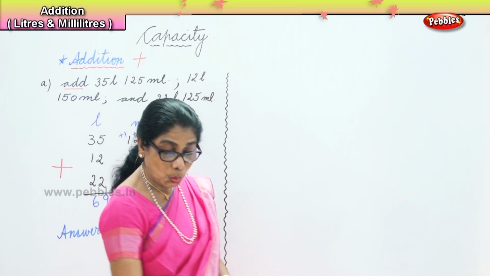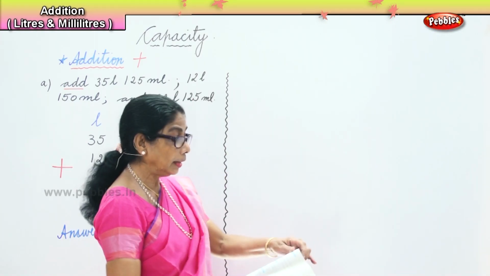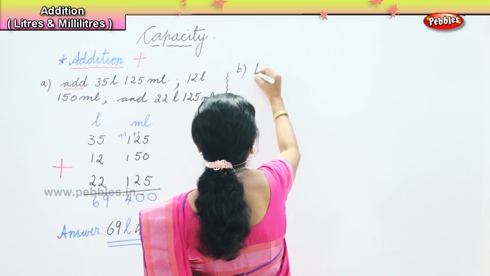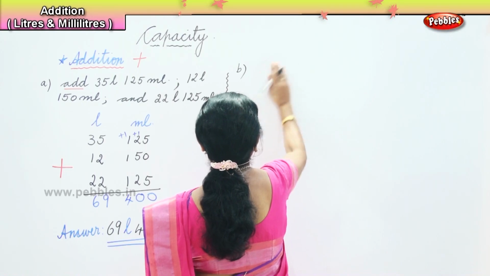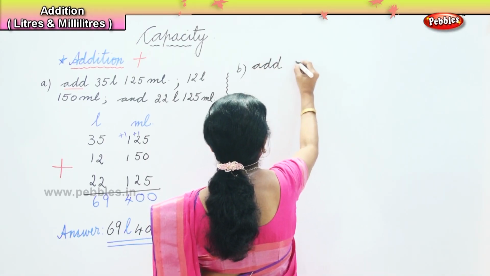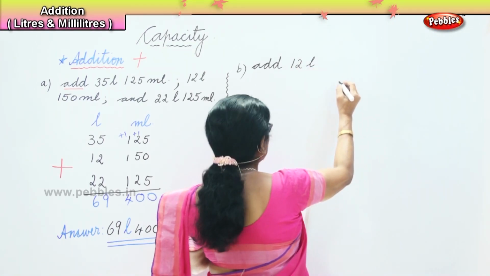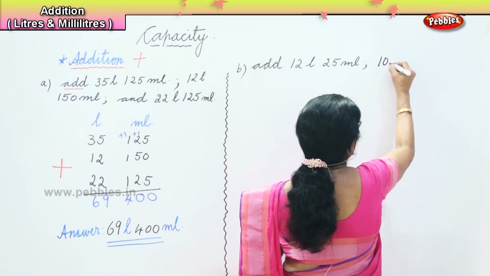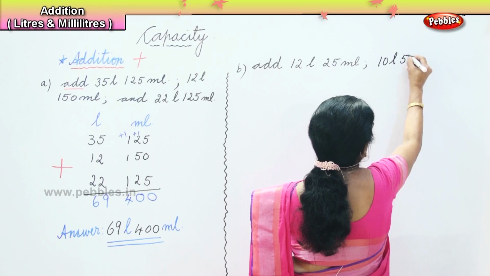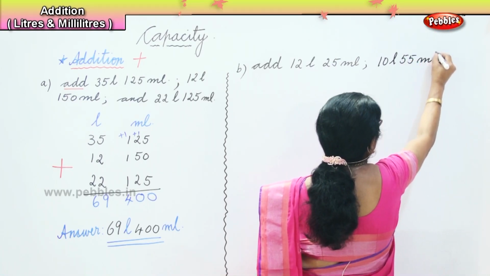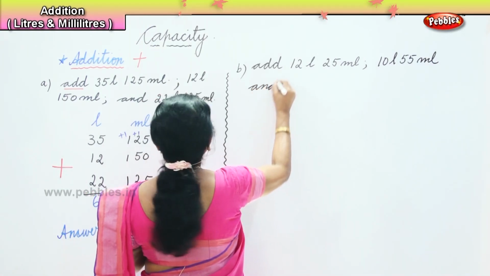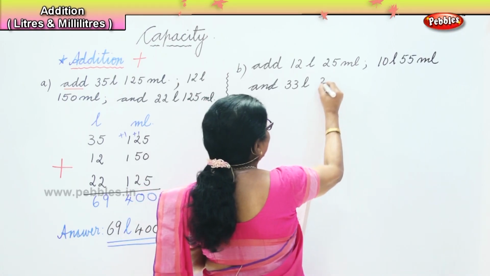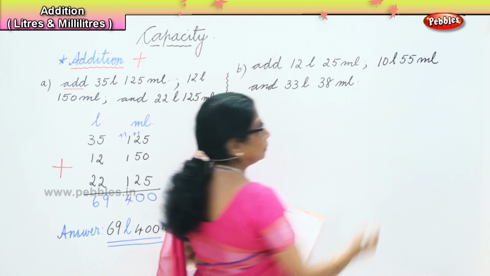And let's work out one more sum together. Yes, next sum I have for you is 12 liters you're supposed to add. Okay, we are going to add 12 liters, 25 milliliters and 10 liters, 55 milliliters and 33 liters and 38 milliliters. Now, what are we going to do?